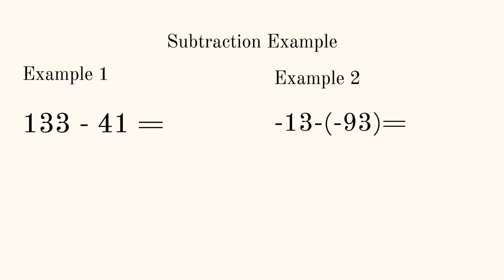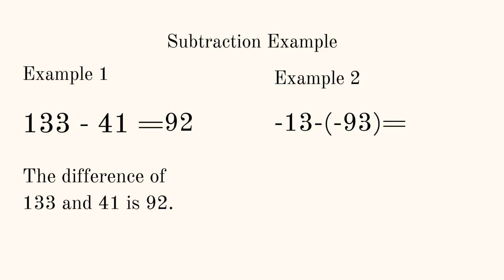Example 1. We have 133 minus 41. So we're going to go ahead and subtract. 133 minus 41 gives us 92. We're going to write this as the difference of 133 and 41 is 92.